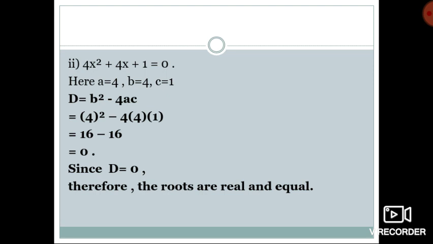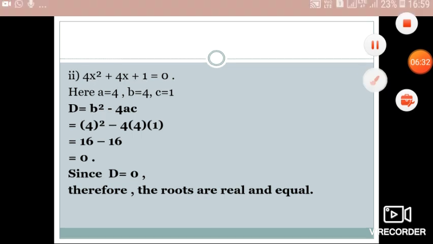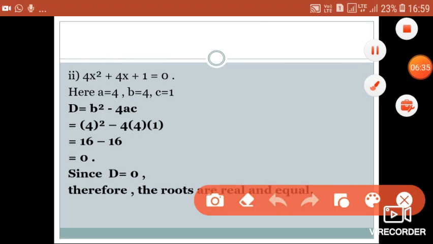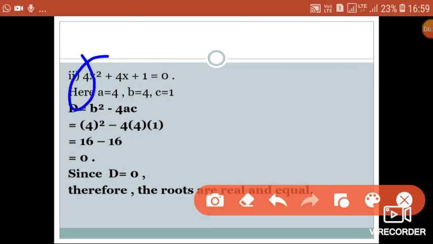4x squared plus 4x plus 1 equal to 0. In this, what is A? The coefficient of x squared, that is 4. What is B here? The coefficient of x, that is 4. What is C? Here the constant value is 1. So now you can see this 4, 4, 1.